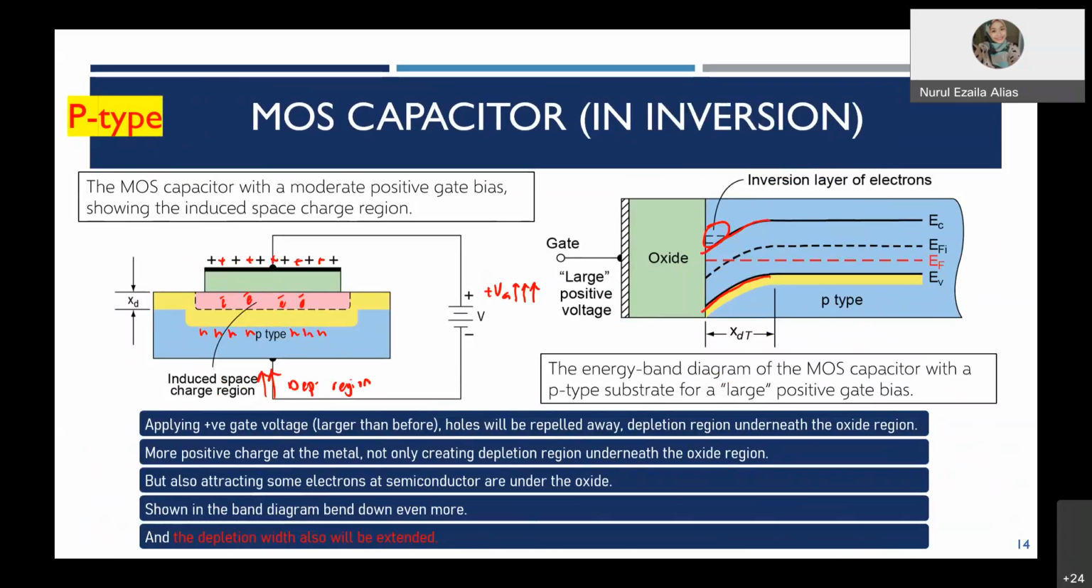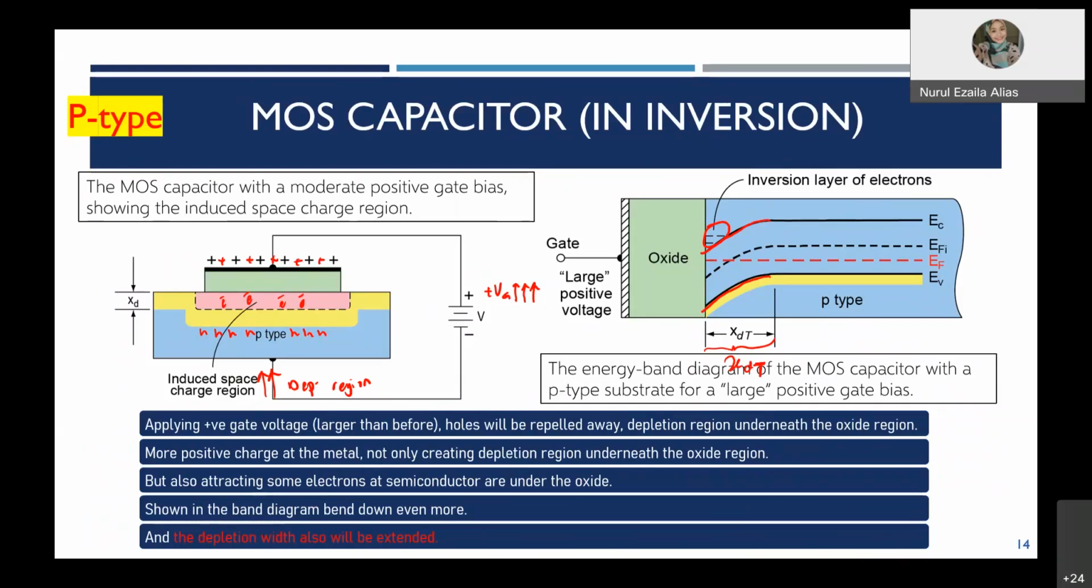Still it has the XD, the parameter for the space charge region. Now the XD becomes maximum, and they name it XDT. So this is what happens during inversion for a p-type semiconductor. The depletion region will be extended, and the new name will be XDT.